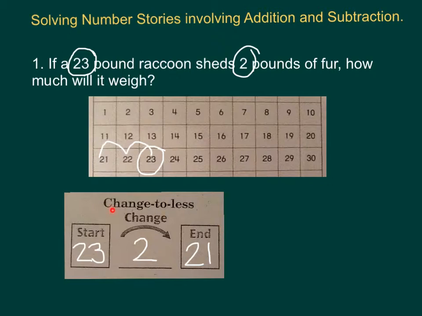Let's write a number model that can go with this number story. It will be easy because we're going to be able to use this information from our change to less diagram. So we start out with our start number, which is 23. And we change to less, which means that we take away, we use a minus sign. We took away 2, and we ended up with the answer being 21. So we know that our answer is going to be 21 pounds. And LB, again, we know is the abbreviation for pounds.